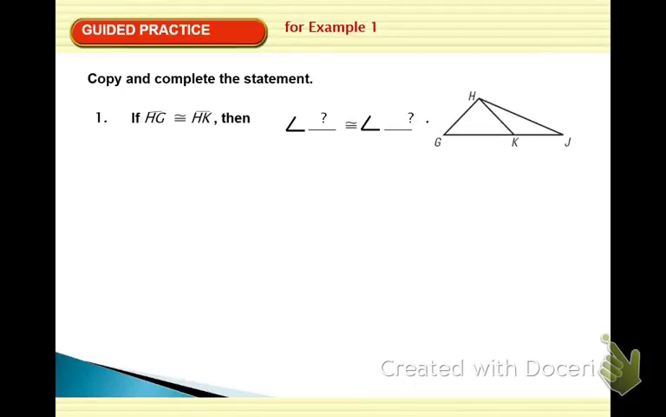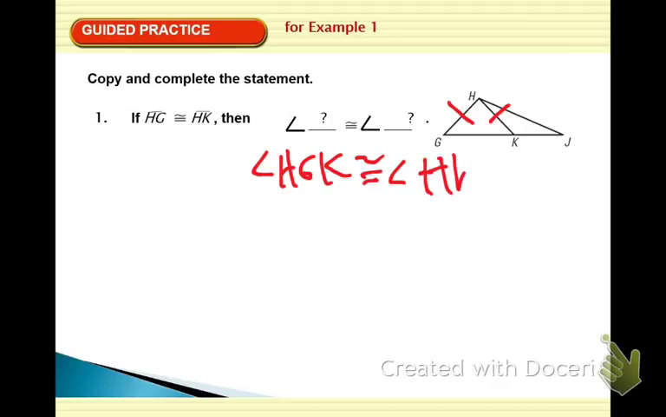Complete the statement. If HG is congruent to HK, we mark those in the figure, then what angles can I say are congruent? I could say angle HGK is congruent to angle HKG. I could say those two angles are congruent because those are the base angles of that isosceles triangle.